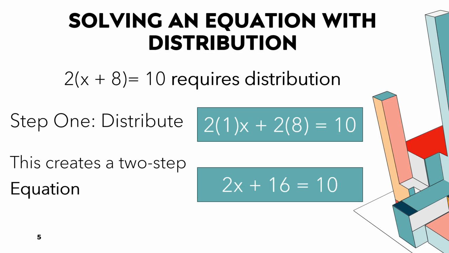Since 1 times 2 is 2, our first product will be 2x, which may be read as 2 times x. The second term will be 16, because 2 times 8 is 16. Now, we just rewrite the equation as a familiar two-step equation. We will solve this on the next slide.